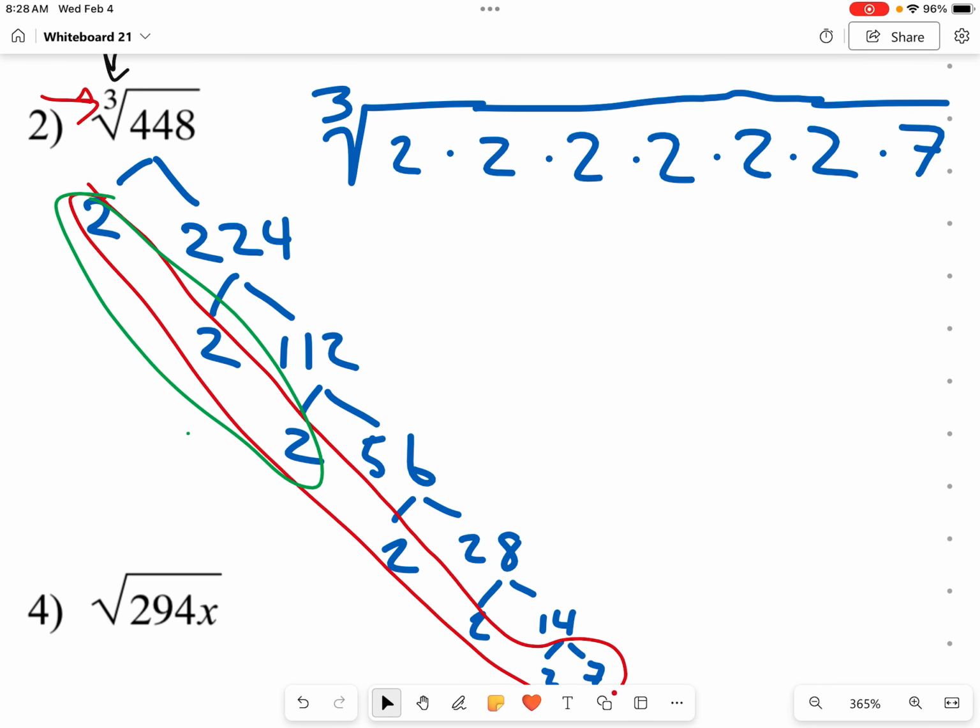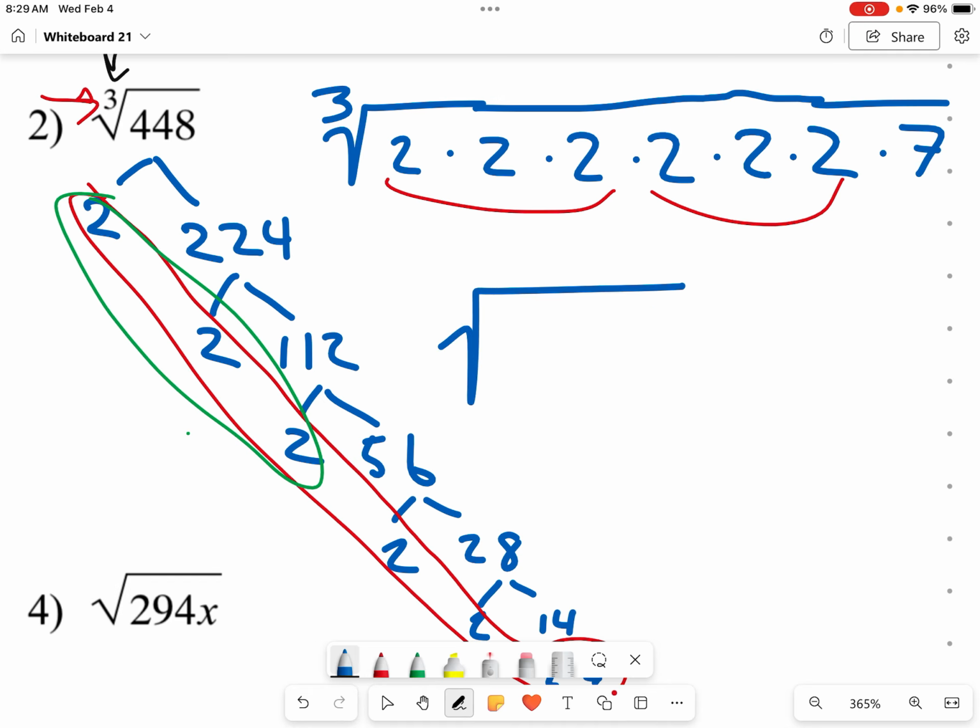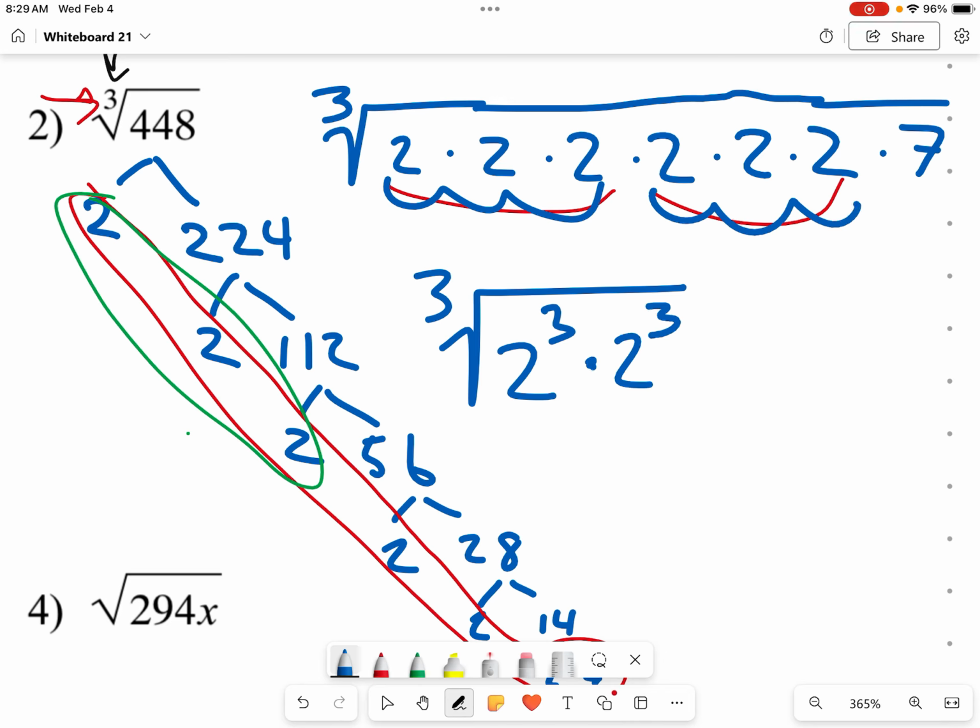Okay, we're going to group them up into cubes because we need to have copies of 3 to get it out. So just like in the square root, when we have 3 of them together, we have 3 copies of 2. So this would be the cube root, 2 cubed, because these are 1, 2, 3 copies. And then we have another 1, 2, 3 copies times another 2 cubed, and then times our leftover 7.